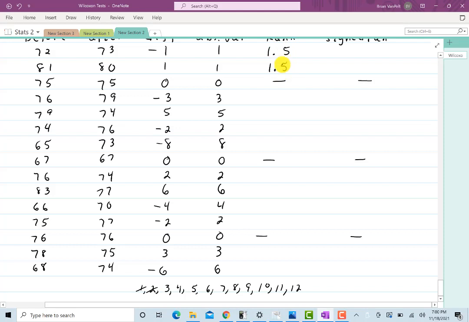All right, next, let me see if I've got any 2s in my list. It looks like I have 1, 2, 3 2s. So now I want to take the average of 3, 4, and 5. If you take 3 plus 4 plus 5, you will get 12, divided by 3, because there's 3 numbers there, and you'll see that you end up with a ranking of 4 for each of the 2s. Now let's mark those numbers off.